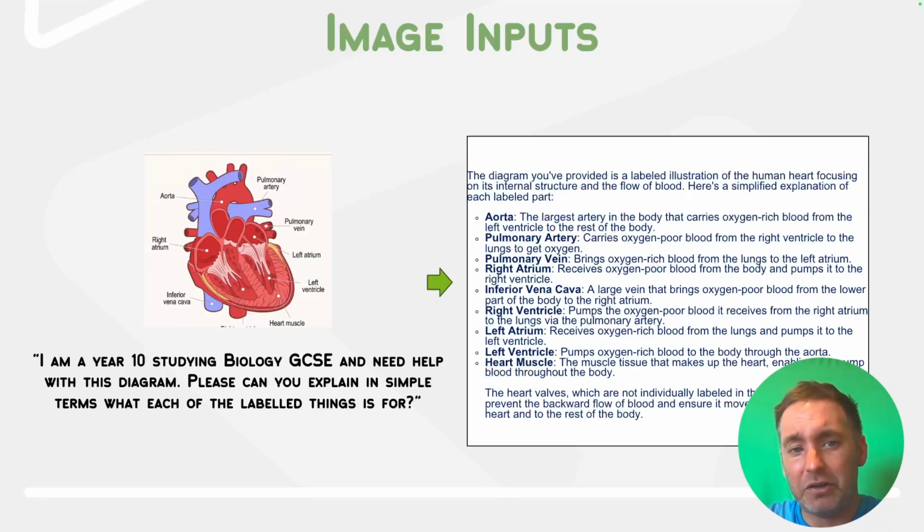Things like this. You could take a photo of something from a book or a worksheet. I'm a year 10 studying biology GCSE, and I need help with this diagram. Please can you explain in simple terms what each of the labelled things is for? So I was trying to pretend to be a student.